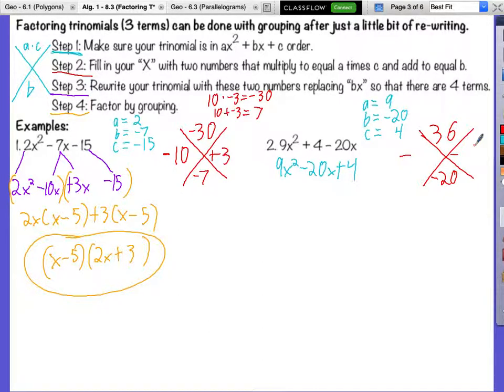Justin, what are you thinking? Negative 18 and negative 2. Okay, negative 18 and negative 2. And maybe you don't see that right away. That's okay. That's where you start spitballing.